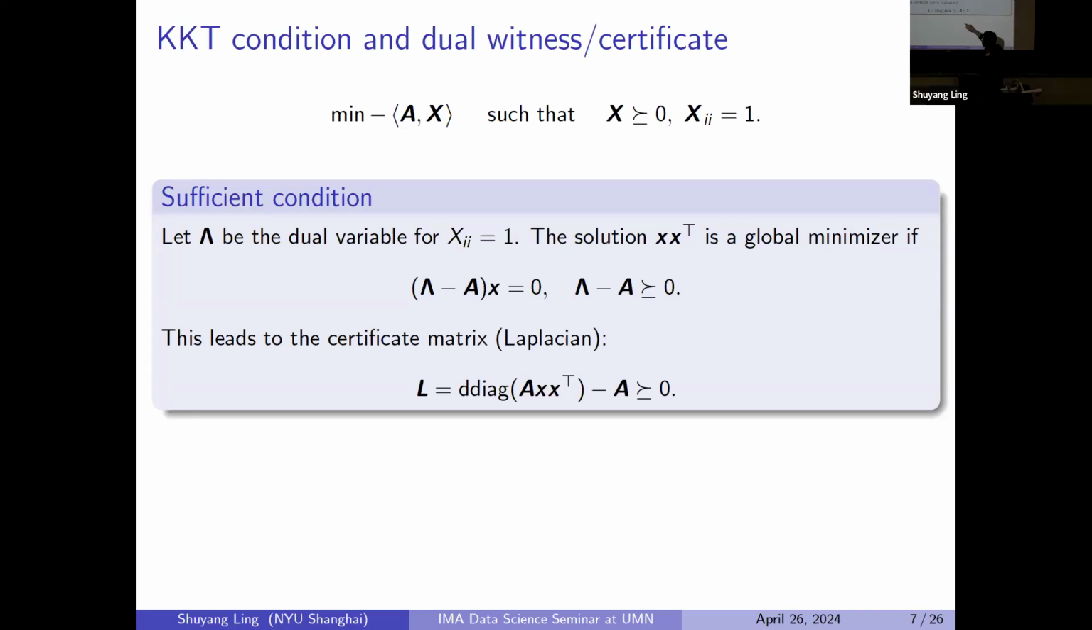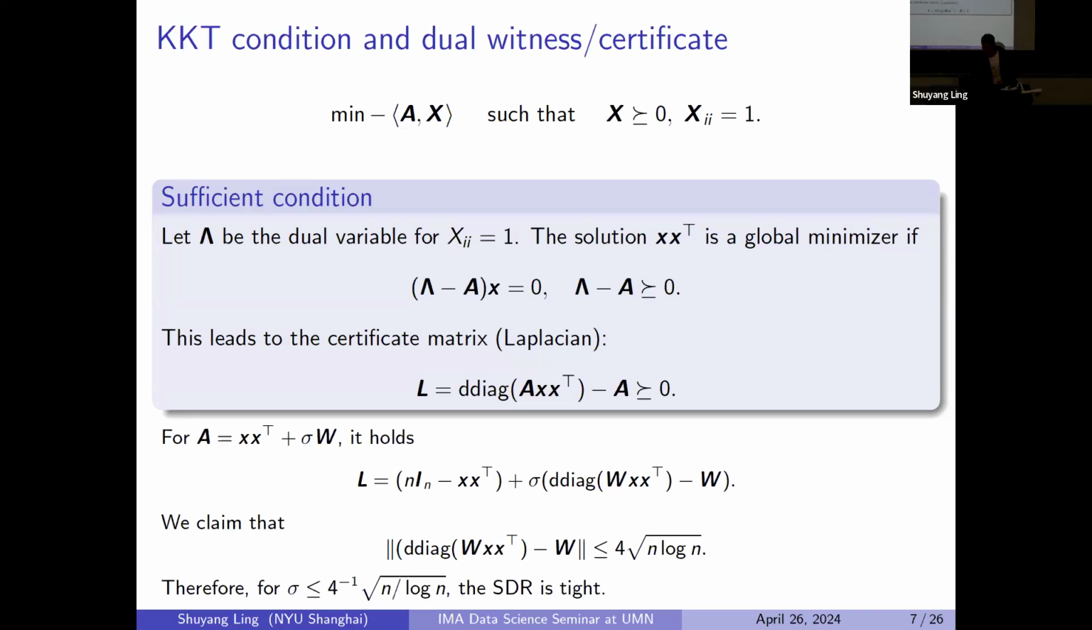So suppose plugging x into this data matrix, lambda minus A is positive semidefinite. Then x is a global minimizer, and it is the unique global minimizer if the relevant eigenvalue is strictly greater than 0. Now this is actually deterministic. So how does it work for the Z2 synchronization problem? Well, I can just plug in.